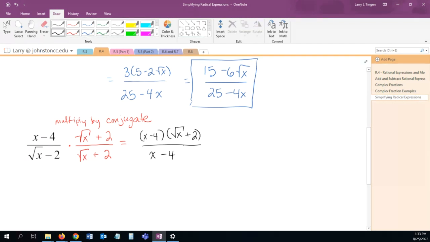I got the root out of the denominator, didn't I? Anything else I can do? Well, actually, there is. Look at that. There's an x minus 4 and x minus 4 sitting there. They're both factors. So what happens? Well, they go away, and I'm just left with square root of x plus 2. That was easy, right?